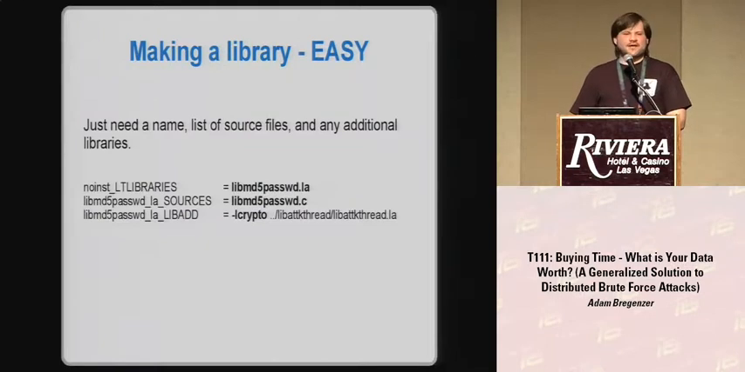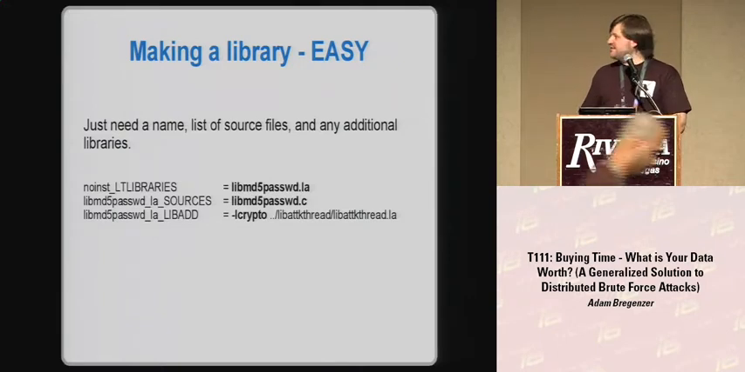Because it comes with AutoMake, AutoConfigure, and LibTool pre-set up in this environment, adding a new attack to the environment and making it so that you can do all the fancy configure, make install is pretty simple. It's basically three lines. You need to specify the name of the library. You need to specify the source files that you're using for the library. And if there's any additional libraries you need to link in, then you specify those. But that's all there is to it. So most of the mess here is also taken care of in producing an attack library.